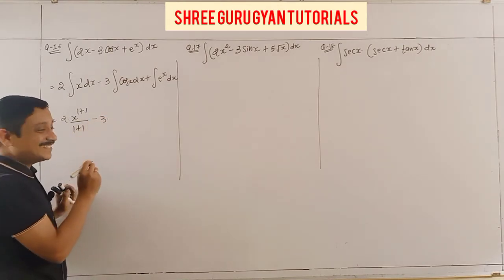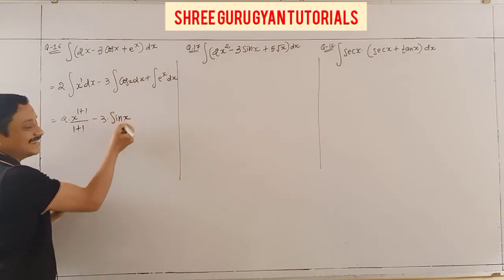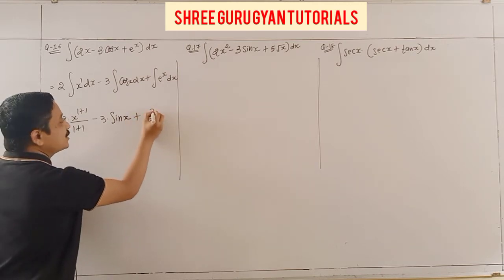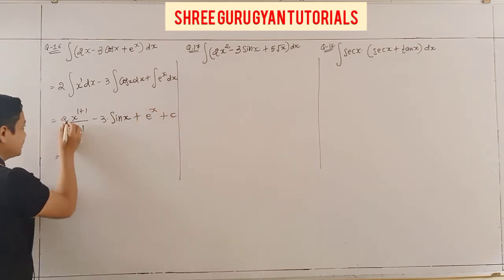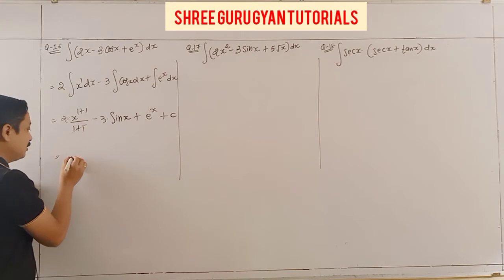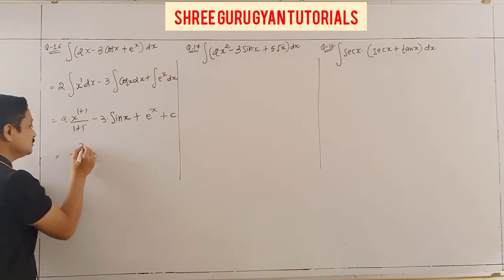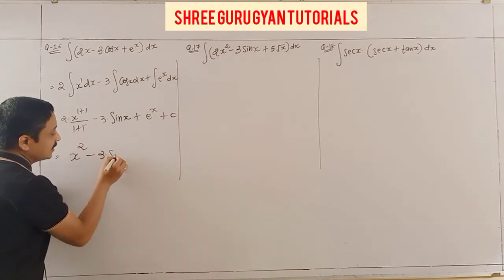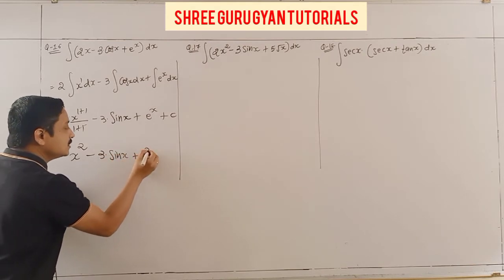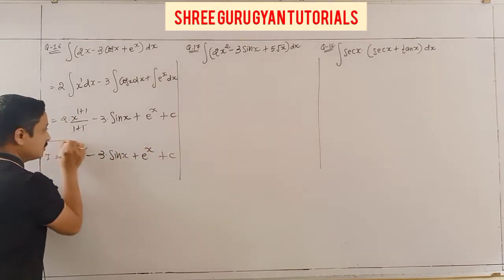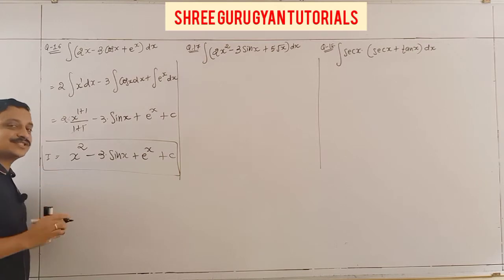Cos integration gives sin. And e raised to x, I know that the answer is e raised to x. So 2 and this 2 cancel. Only x raised to 2. Here 3 sin x plus e raised to x and plus c. That's your first question happily done.